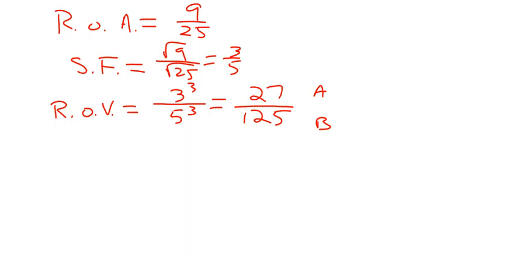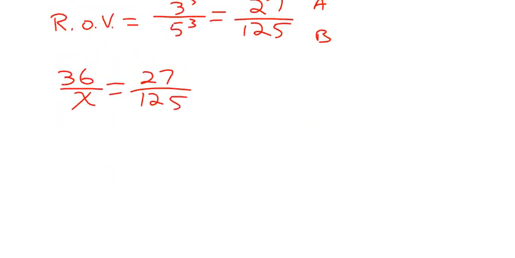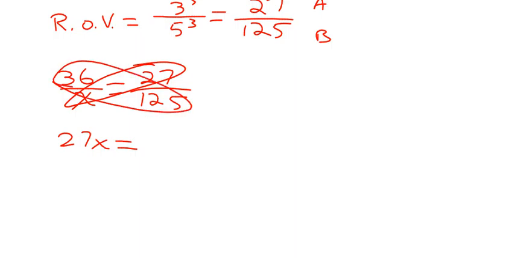Well, you're told, though, that shape A has a volume of 36. So doesn't 36 over some volume for B, x, have to equal 27 over 125, right? Well, again, to solve this, I'm going to cross multiply. I'm going to multiply my two means, so 27x, to equal my two extremes, 36 times 125, right?